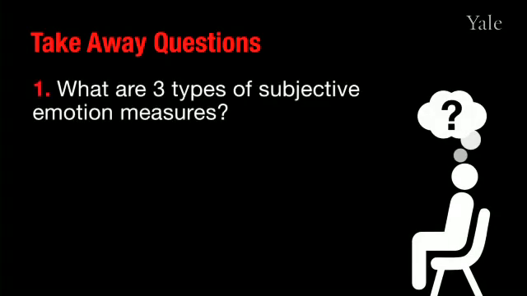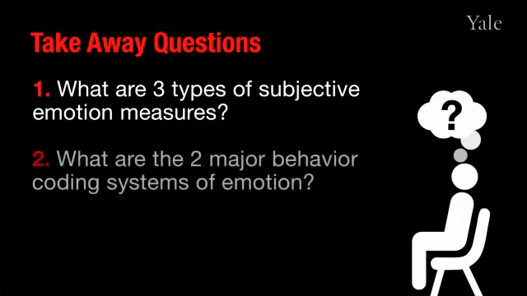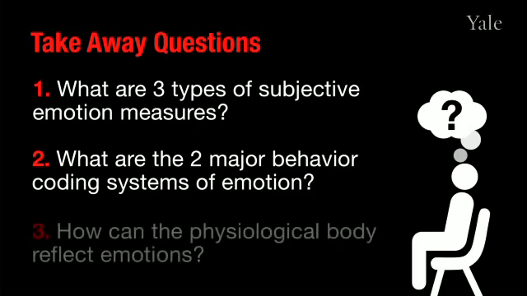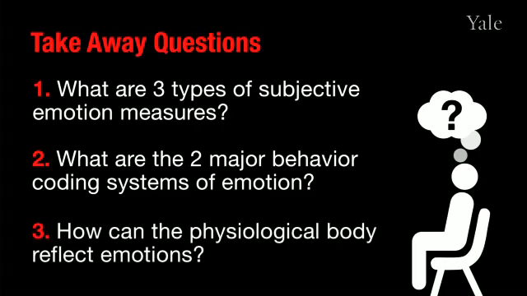So the first takeaway question really just has you recap what were the three types of subjective emotion measures discussed today. The second asks, what are the two major behavioral coding systems of emotion, really prominent tools in the field that were discussed in this lecture? And finally, how can the physiological body, both in the autonomic or peripheral nervous system as well as the central nervous system, actually be a potential way to reflect our inner emotional life?